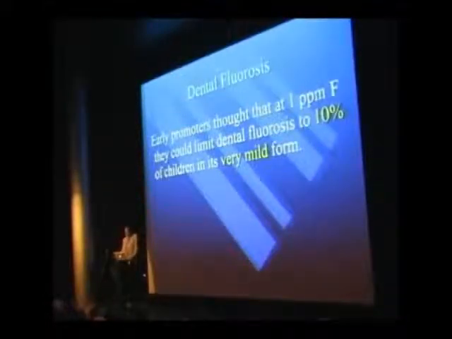Dental fluorosis. The early promoters of fluoridation thought that at 1 part per million fluoride, they could limit dental fluorosis to 10% of children, but only in its very mild form, a form that was so mild, little white opaque patches on the cusp of the teeth, that only dentists would be able to recognize this. And they thought that was a trade-off. We reduce tooth decay, but we wouldn't cause too much dental fluorosis.